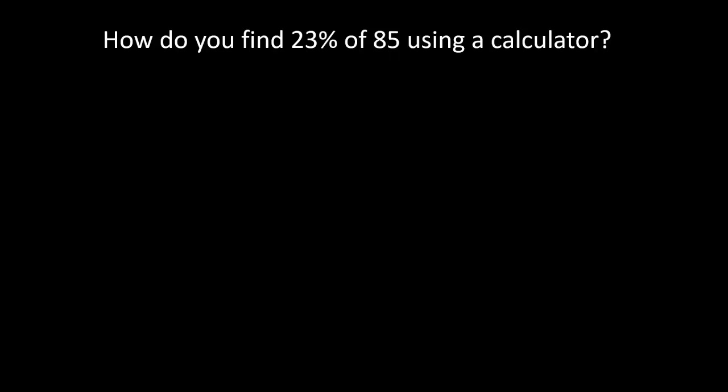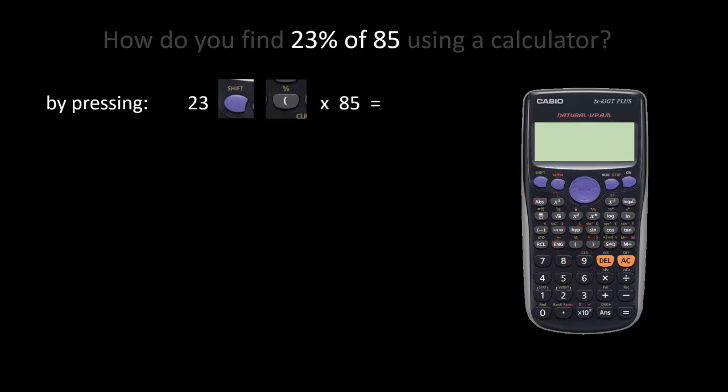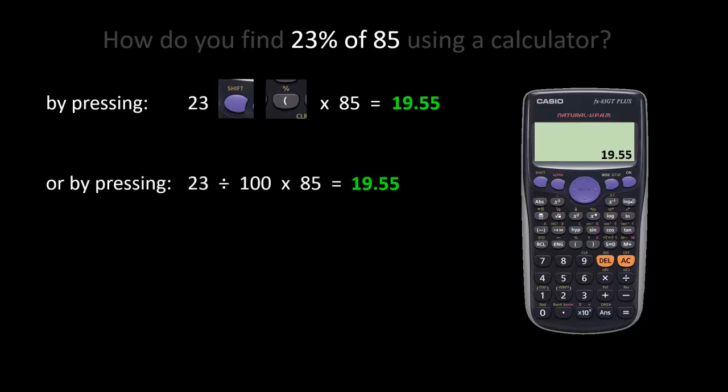Let's have a look at an example then. How do you find 23% of 85 using a calculator? Let's have a look at the three ways, and you can choose which one you prefer. So first up, we're looking at using the percentage key. So we do 23 shift percent, the open bracket key, and then in this case it's times 85 equals, and that's 19.55, or you could do 23 divided by 100 times 85, or you could say 0.23 times 85.